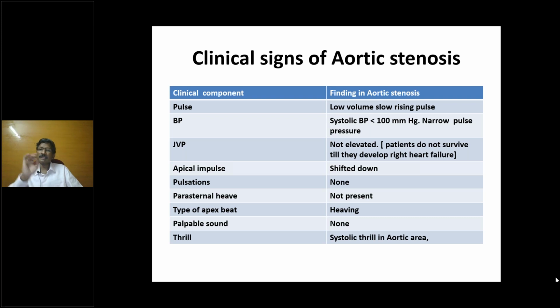So you will choose the carotid. Okay, so carotid artery is the artery which you will prefer to study the low volume, slow rising pulse of aortic stenosis. Actually, as an undergraduate, it may be difficult to appreciate the slow rising, but you should be able to appreciate the low volume carotid pulse, which is very important in the diagnosis.